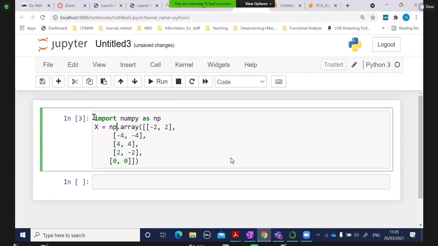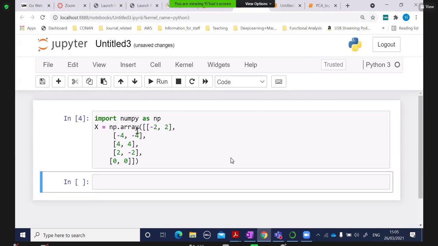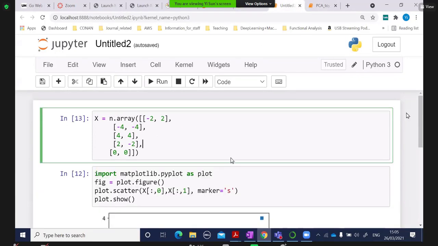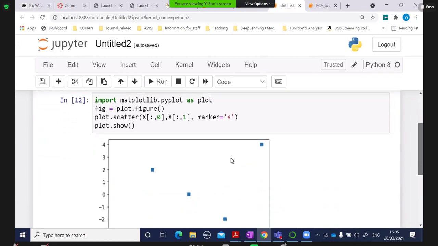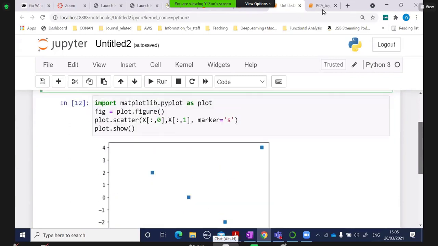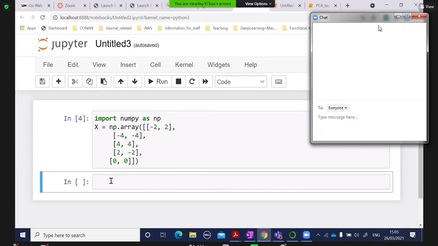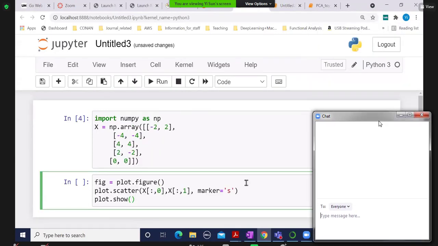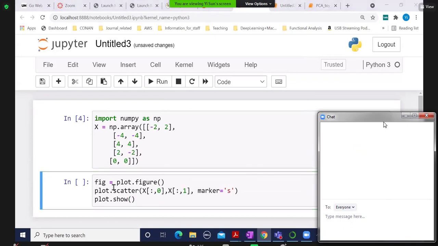So import. What does it mean by import? To use some functions, you need to import the corresponding packages. So here this array function is from this package. Another example: remember we talked about PCA. We use this toy data set, and I want to plot it. This is the function we use.